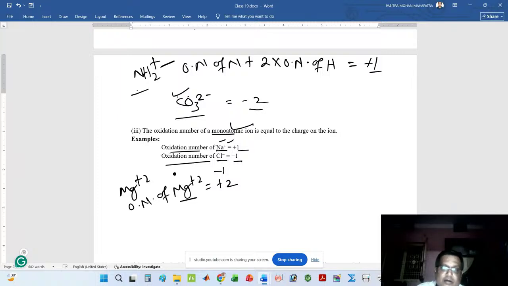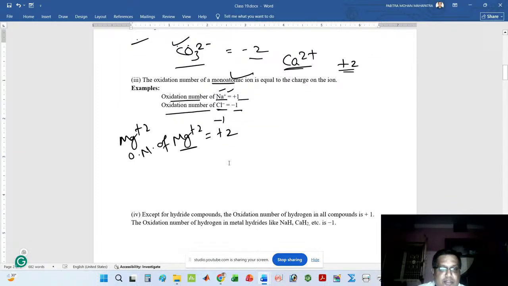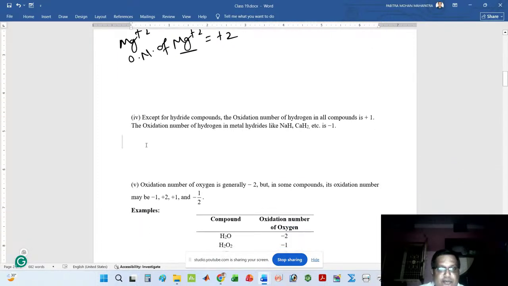Similarly, you can take another monoatomic radical. Suppose Ca2 plus, that is the calcium ion. The oxidation number of Ca2 plus is plus 2. This is the third rule. Next, move to the next rule.